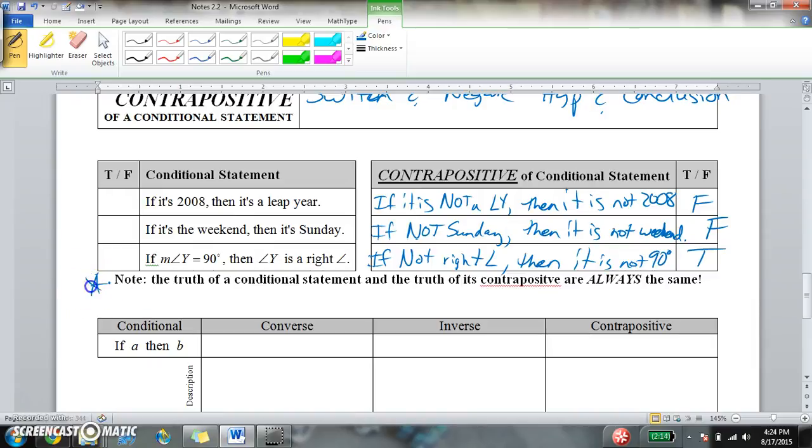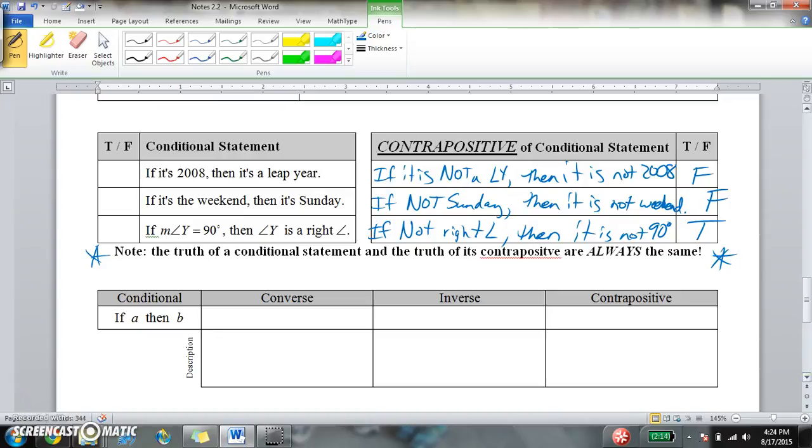Note that the truth of a conditional statement and the contrapositive are always the same. So if one is false, the other's false. If one is true, the other's true. So this was a true statement. If it's 2008 and it's a leap year, that was a true statement. This also should be a true statement. Sorry about that. If it's not a leap year, then it's not 2008. That's true, because if it's not a leap year, then it can't be 2008. We know 2008 was a leap year.